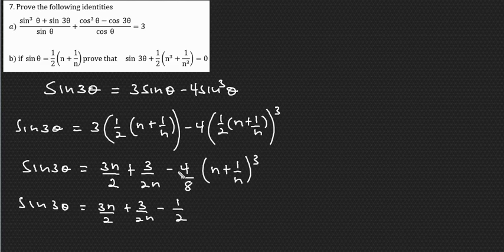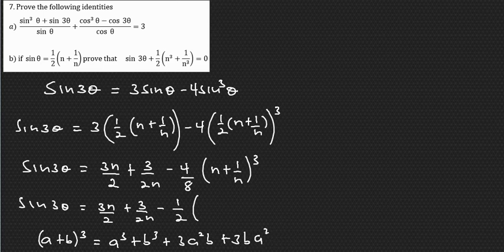So when you look at this, recall from the binomial expansion, we know that a plus b cubed is the same as a cubed plus b cubed plus 3a squared b plus 3b squared a. So now what we are going to use is this expansion, where this is going to be my a and this is going to be my b. Right.